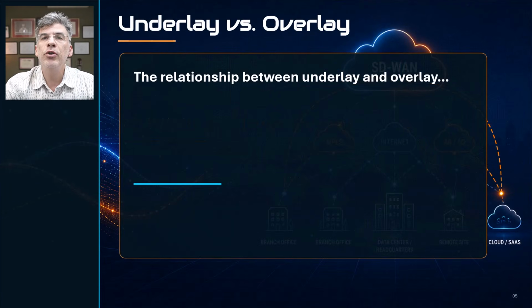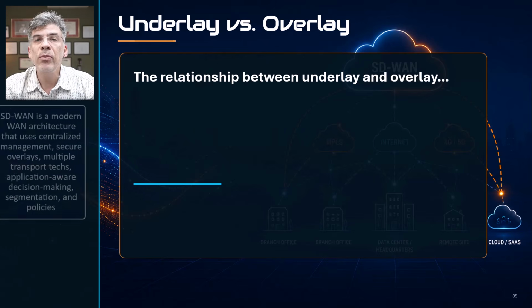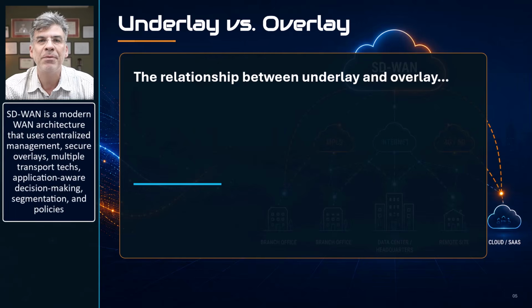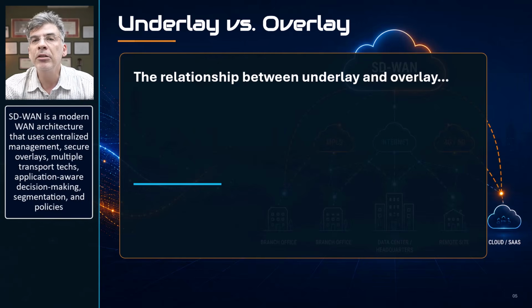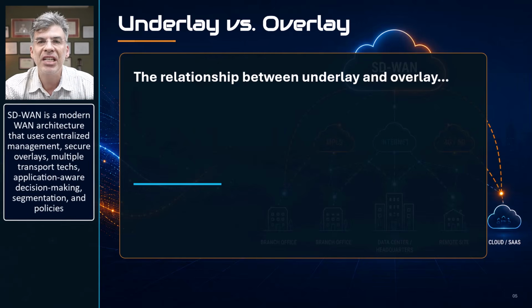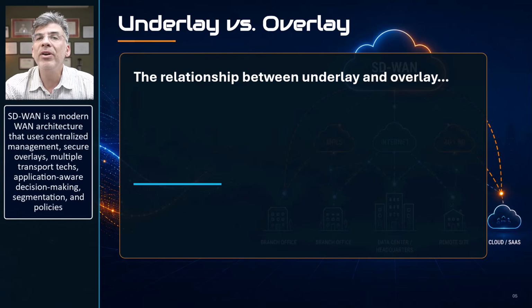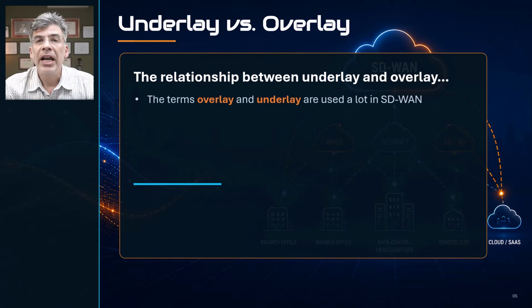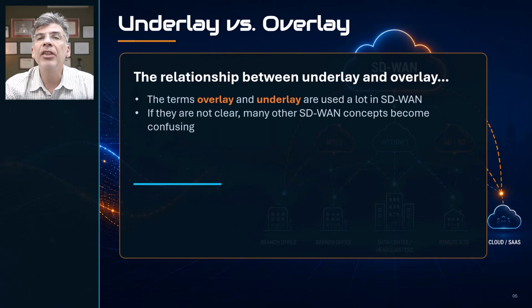In the previous videos, we introduced SD-WAN and explained what it is. We said that SD-WAN is a modern WAN architecture that uses centralized management, secure overlays, multiple transports, application-aware decisions, segmentation, and policies. But one of the most important ideas in all of SD-WAN is the relationship between the underlay and the overlay. These two terms are used a lot, and if they're not clear, many other SD-WAN concepts become confusing.